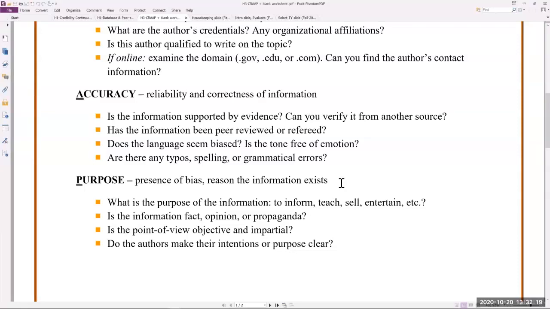And then what is the purpose? Why are they providing this information? Is it to entertain you? Is it to persuade you to do something? Is it to put forth an argument? Is it to inform and educate you? None of the answers to these questions are bad or good. It just depends on what you need for your research. So these I would keep handy.